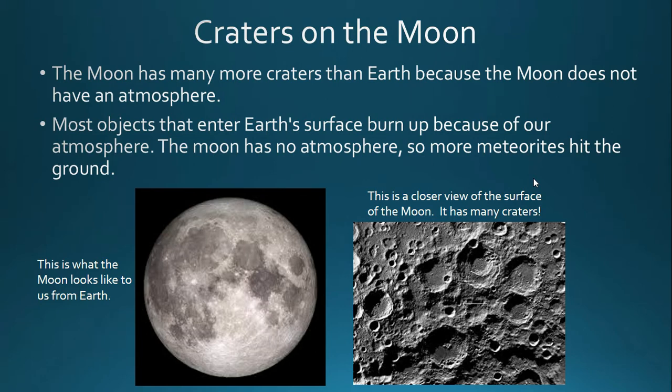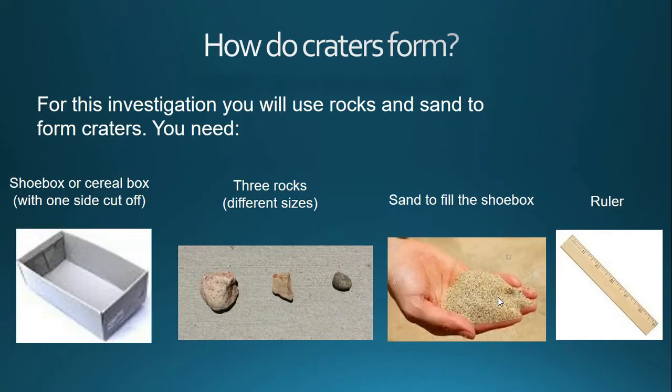So here you see two pictures of the moon. This first one shows what the moon looks like from planet Earth. And then the second one again is a close-up of the surface of the moon, and it shows that the moon has many, many craters. So the question that you are trying to answer today in your investigation is, how do craters form? For this investigation, you will use rocks and sand to form craters.